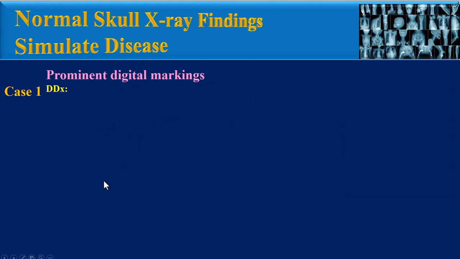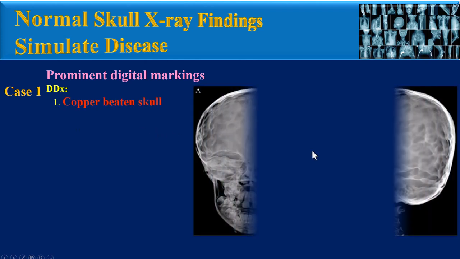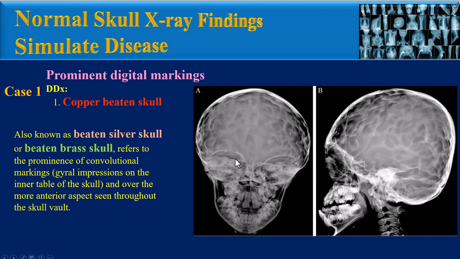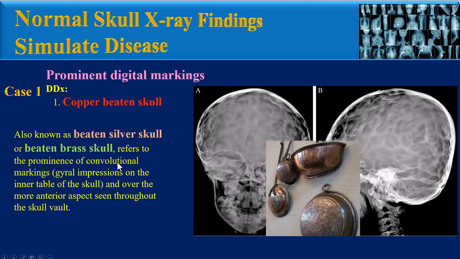Is there any differential diagnosis for prominent digital markings? We have two important differential diagnoses. At first, Copper-Beaten skull. Copper-Beaten skull, also known as beaten silver skull or beaten brass skull, refers to the prominence of convolutional markings or gyral impressions on the inner table of the skull, often over the more anterior aspect, but they may be seen throughout the skull vault.